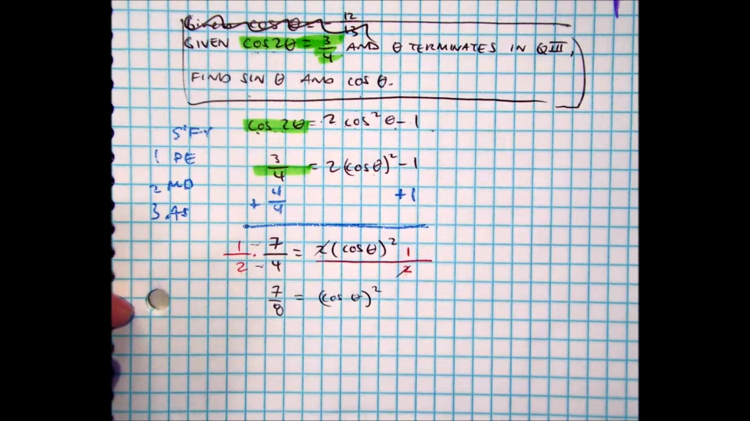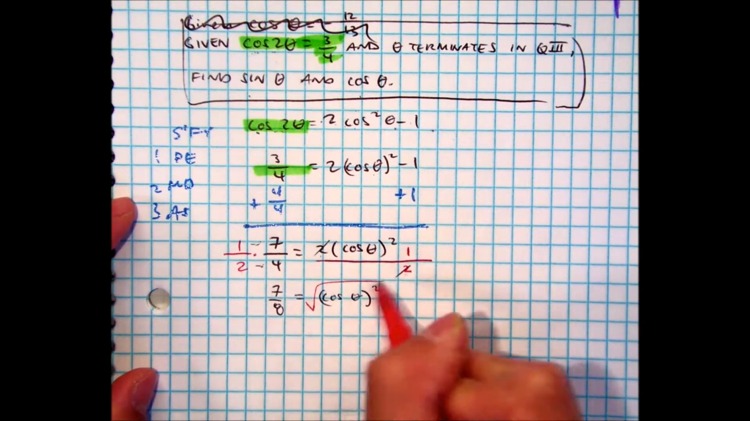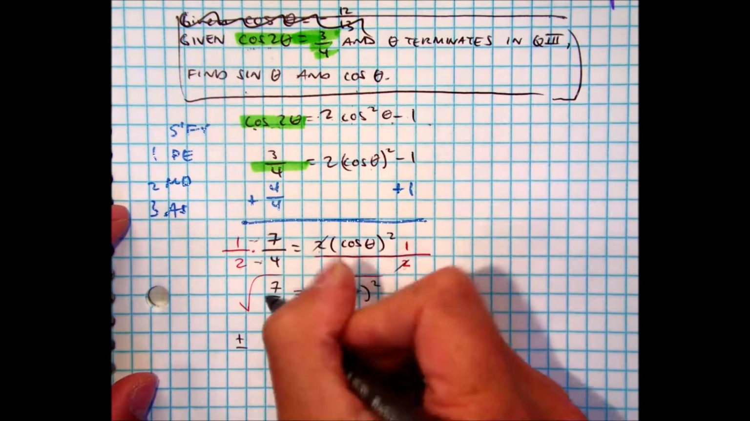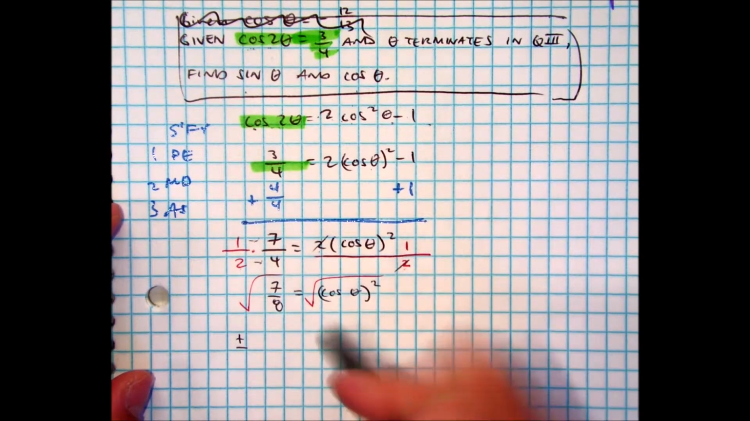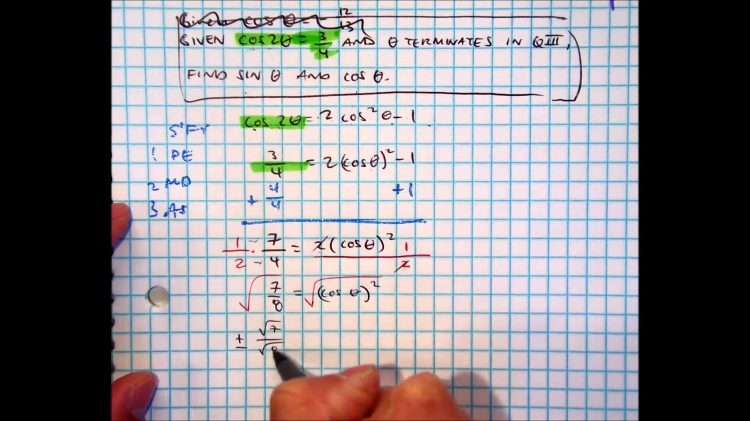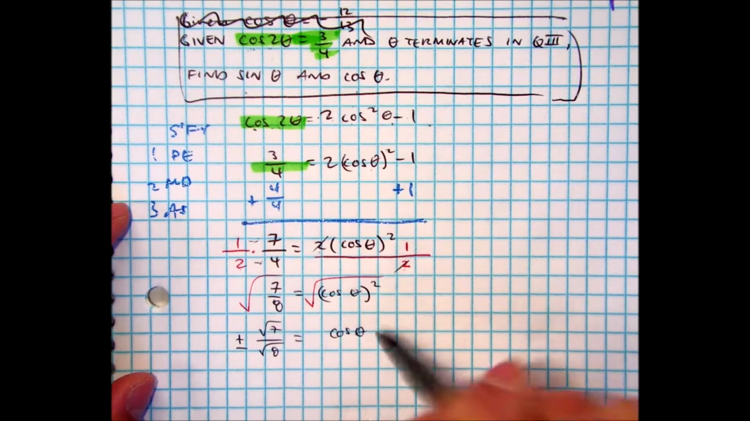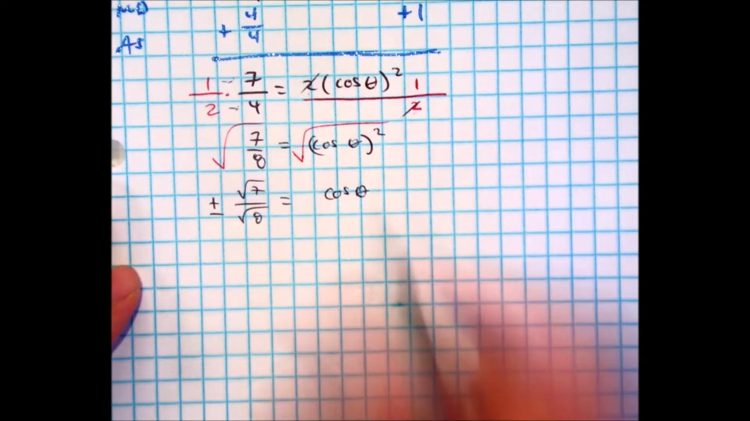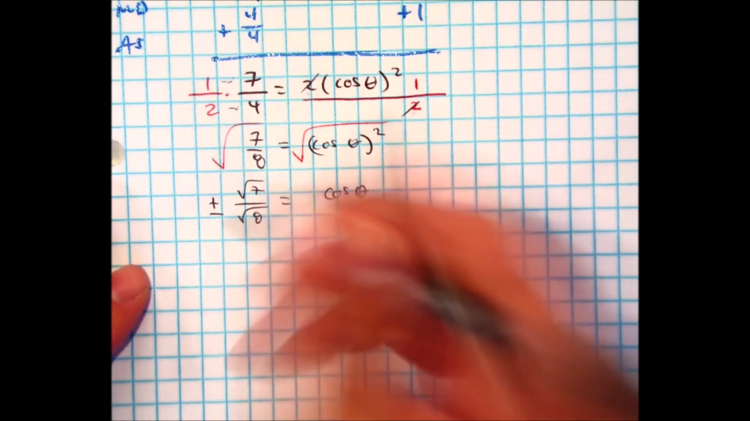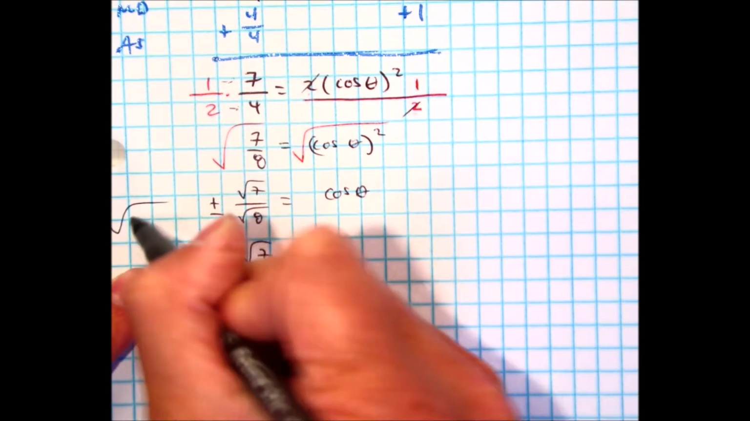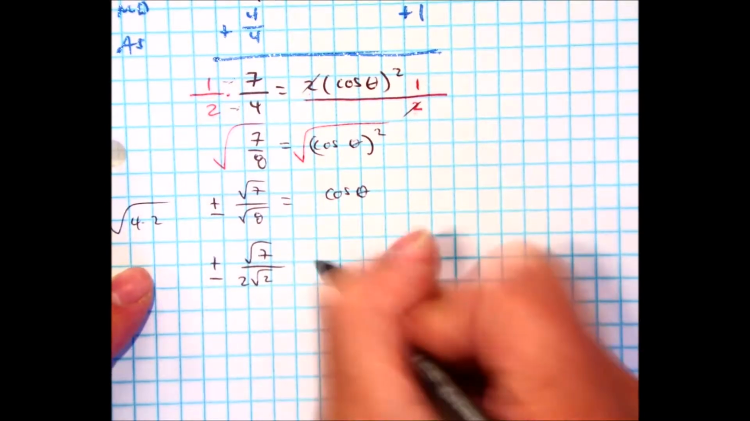And then I just need to get cosine by itself. I have to take the square root. Be careful here. Now I have plus or minus. Remember, when you take the square root of an equation, you have a plus or minus. There's now two solutions, and we'll eliminate one of those later on. The square root of 7 divided by the square root of 8 equals cosine of theta. Can I simplify the square root of 7? No. So I have the square root of 7, and the square root of 8 becomes what? 2 radical 2.